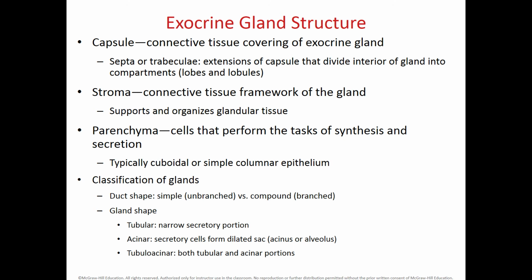Now the parenchyma will be the cells that perform the task of synthesis and secretion of this gland. And this parenchyma, in the case of glands, will be made of cuboidal or simple columnar epithelium. So these will be the cells that form the sweat, or they form the hormones, those parenchymal cells.